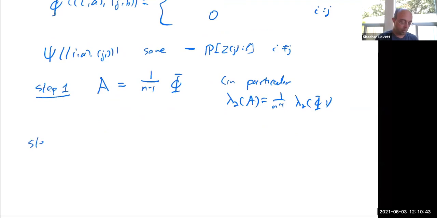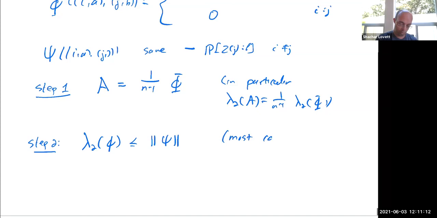And then step 2, we're just going to compare phi and psi, and we're going to prove that lambda 2 of phi is smaller than the norm of psi, so the maximum eigenvalue of psi. In fact, it's going to be the same, except for some very trivial cases. So in most interesting cases, it's actually going to be an equality, not just smaller. So that's the high-level structure of the proof.